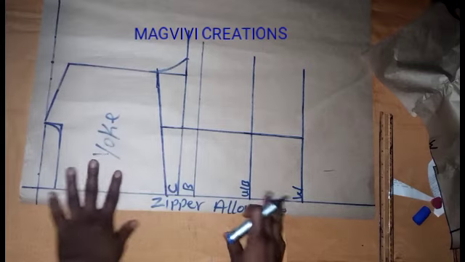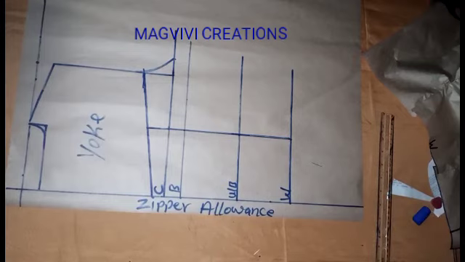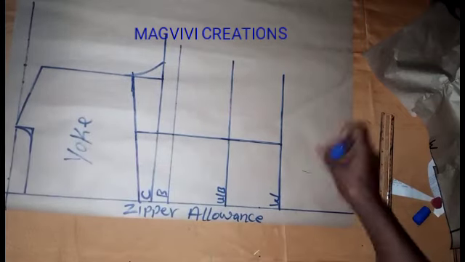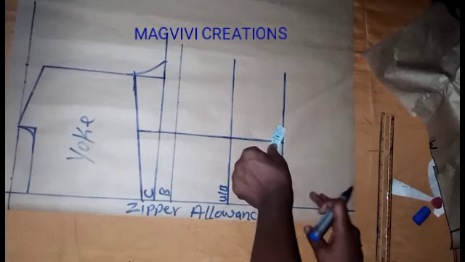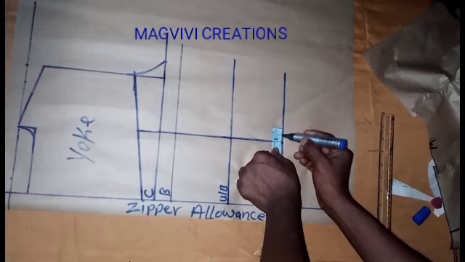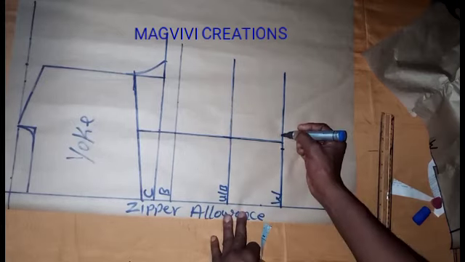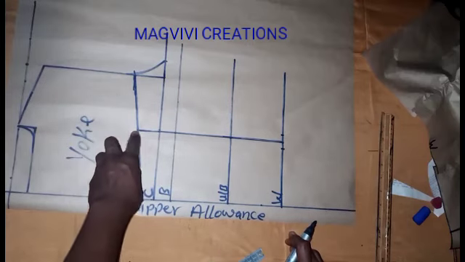So by the time you have done this, remember I said it is a waist dart. So you come to the waist, you don't need much here. What you take is half inch on this side and half inch on this side. So just mark your half inch and half inch on this side, and you connect it to this part.